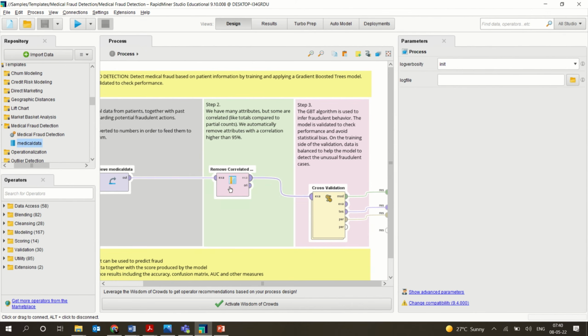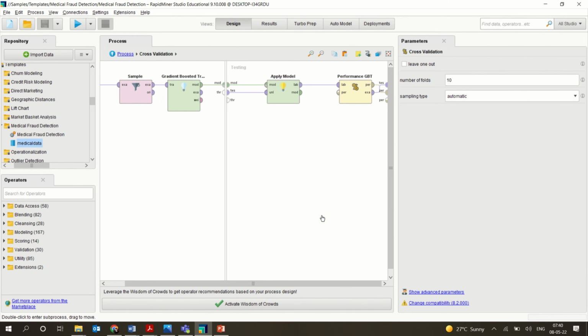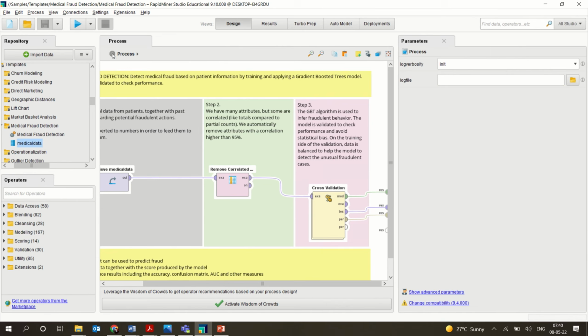You are removing all the correlated data here, so you are doing pre-processing. Then you are applying the cross validation. The cross validation is basically a training and testing algorithm. You are taking the sampling, applying the algorithm, and instead of this algorithm you can use whichever you want, and then you apply the model. Then you see the performance of GPT. If you use some other algorithm here, you will get the performance of that particular algorithm. So it's just drag and drop, plug and play, and then you find out the results.